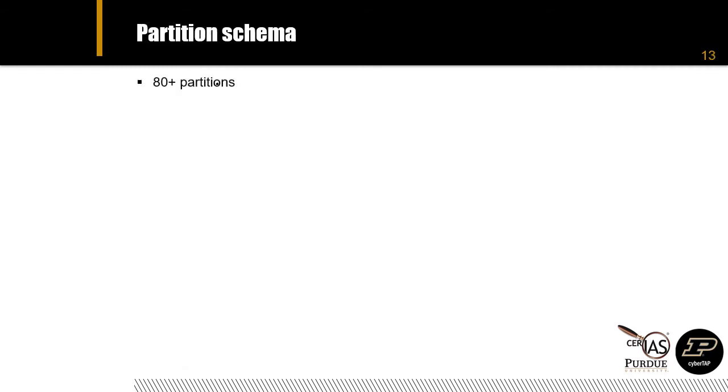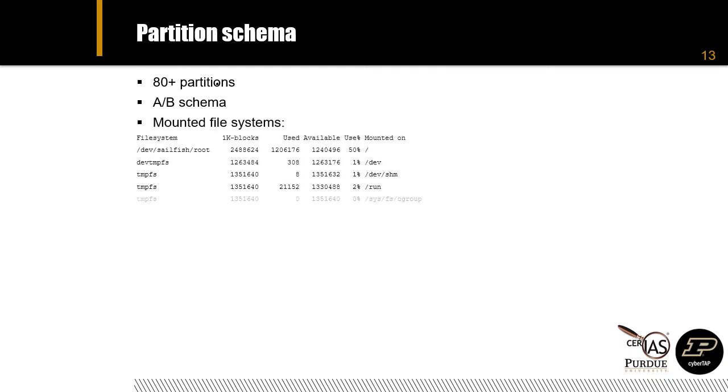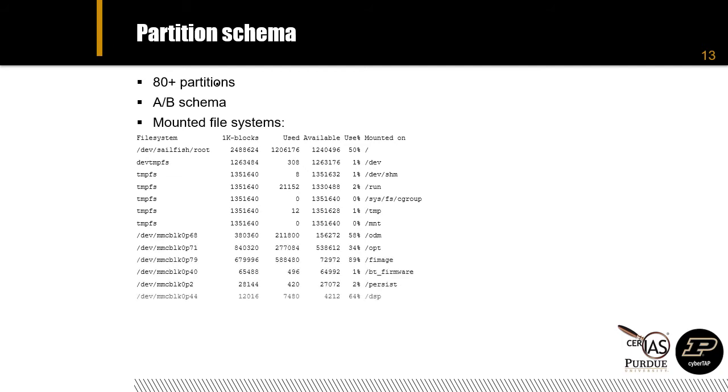The partition schema is a bit particular. It has over 80 partitions, and most of them are organized in A/B schema, which allows for one of the sides to be upgraded while the other is untouched. So if there's a failure during the upgrade, the phone will still be able to boot with the alternate side.